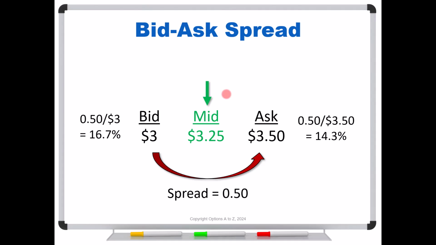And if we take this 50-cent spread divided by 325, we get 15.4%. And so we would say this is roughly a 15% spread. Now, it's not exactly right, but it's going to get you really close if you took 16.7% and 14.3%, added them up and divided by 2. Again, it's not going to be exactly perfect, but it's going to get you really close to 15.4%. So that's what we're talking about when we're referring to the bid-ask spread expressed as a percent.